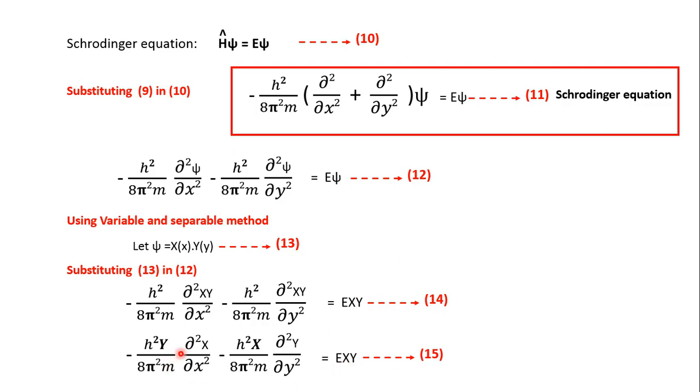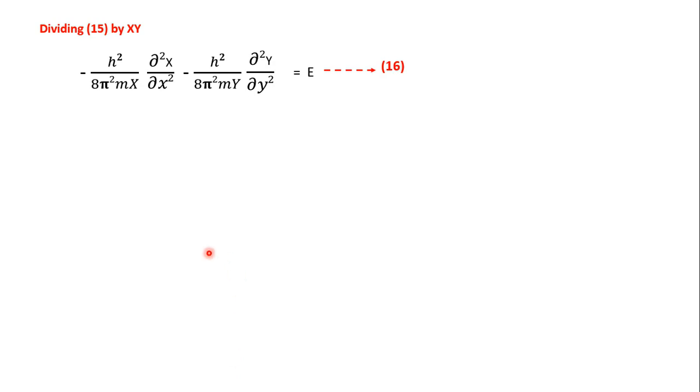If we divide by capital X capital Y, this Y will get cancelled and we will get a capital X at the bottom. Here if we divide it by XY, X will get cancelled and you will get capital Y at the bottom. What we get is something like this: minus h square by 8 pi square m capital X into del square X by del a square minus h square by 8 pi square m Y into del square Y by del a square equal to E.